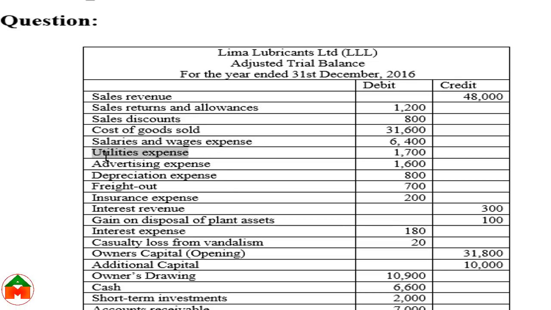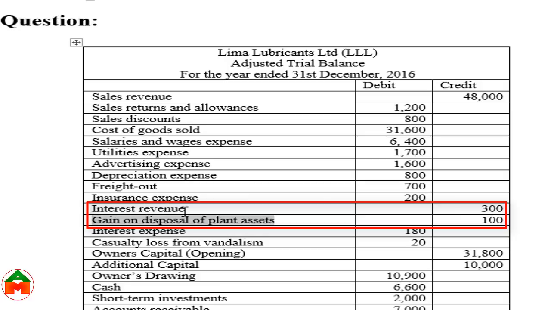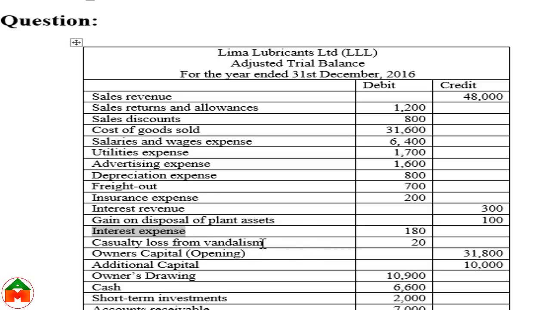Then we can see salaries and wages expense. It's an expense. Utilities expense. It's an expense. Advertising expense. It's an expense. Depreciation expense. It's an expense. Freight out. It's an expense. Insurance expense. It's an expense. Then we can see interest revenue and gain on disposal of plant asset. These two items, interest revenue and gain on disposal of plant asset, are non-operating revenues. That means other revenues and gains. Then we can see interest expense and casualty loss from vandalism.